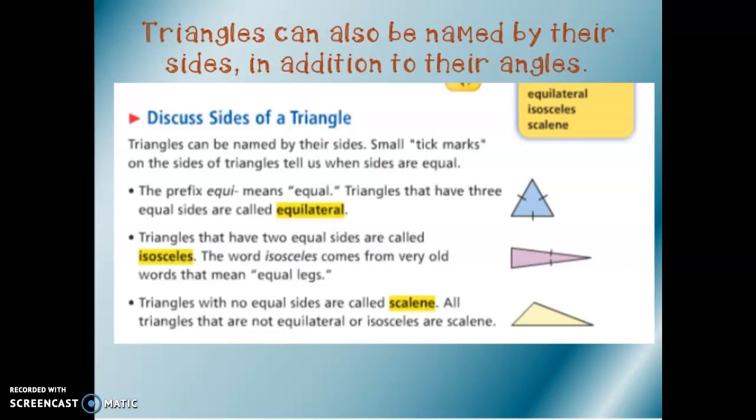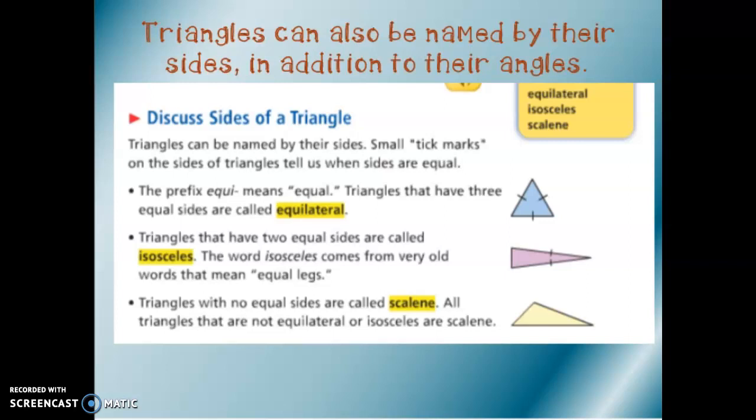The second triangle has two equal sides. That is an isosceles triangle. The word isosceles comes from a very old word that means equal legs. So it kind of makes sense. Two are the same, your two legs are equal length. So we see two tick marks on the two sides that have an equal length. Obviously the third side is much shorter.